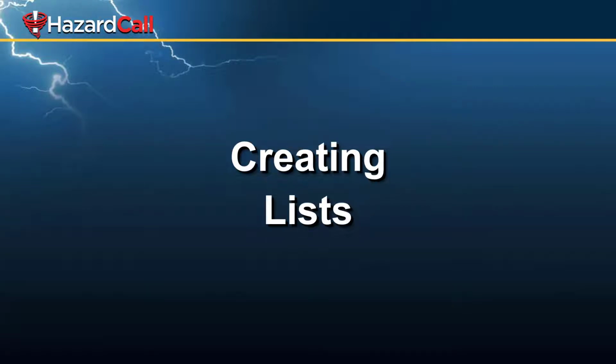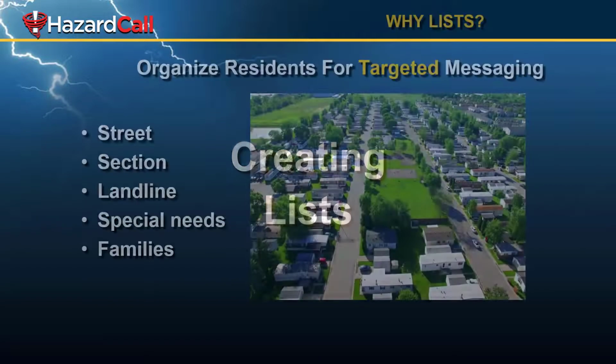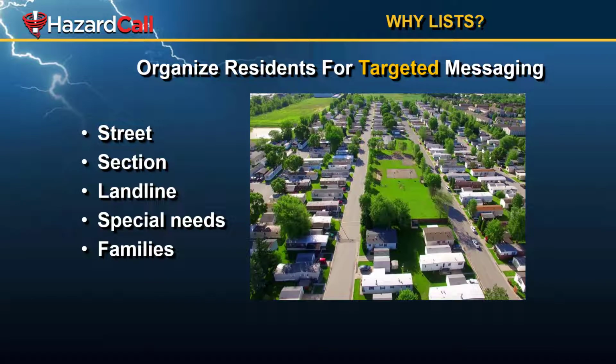Well, now let's talk about creating lists. This is a way for you to break up your community in a way that makes sense to you. You can organize residents for targeted messaging by using the lists. So you can organize them by the street they live on, the section of the community, whether they're on a landline, or if they have special needs, or if they're a family, or whatever. You know your community best, and you know the best way to break it up.